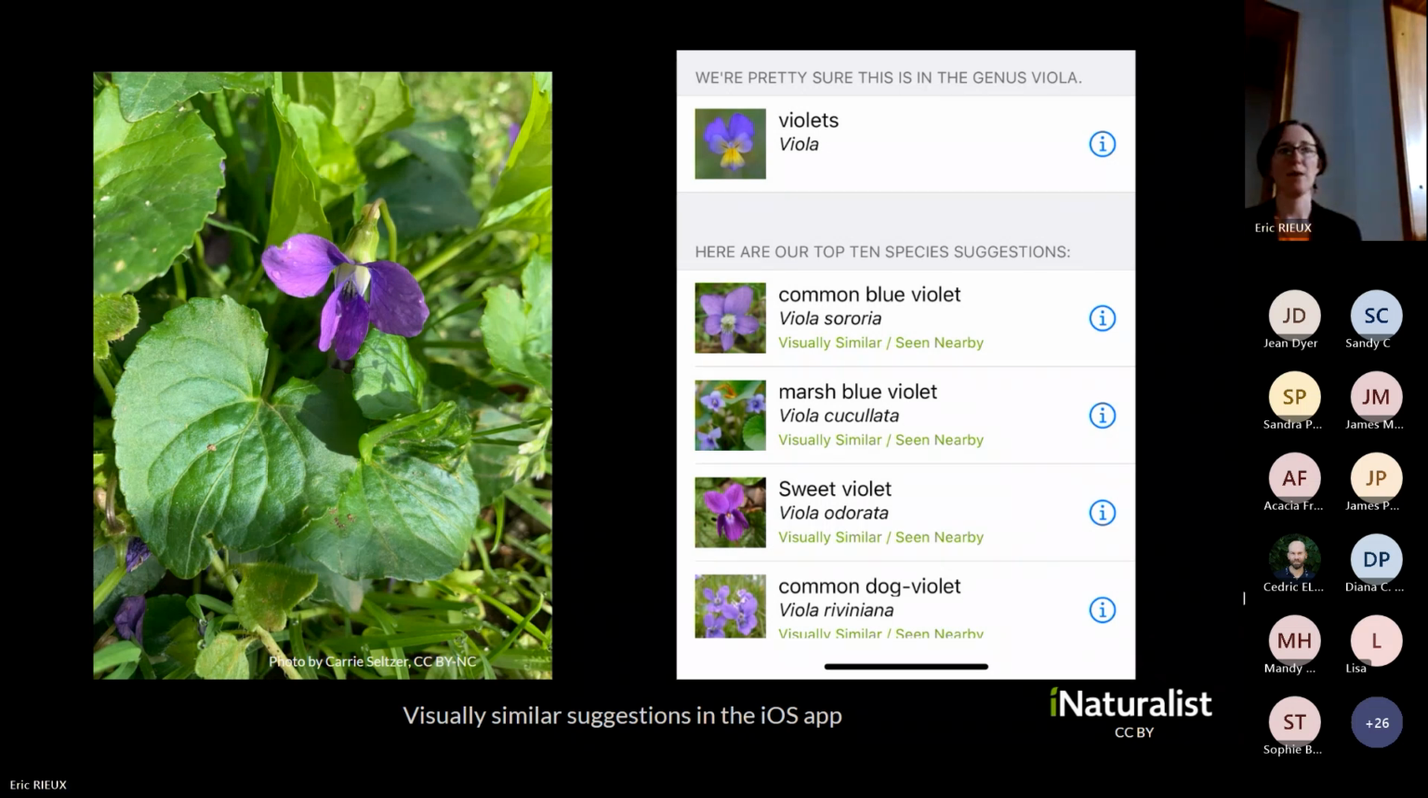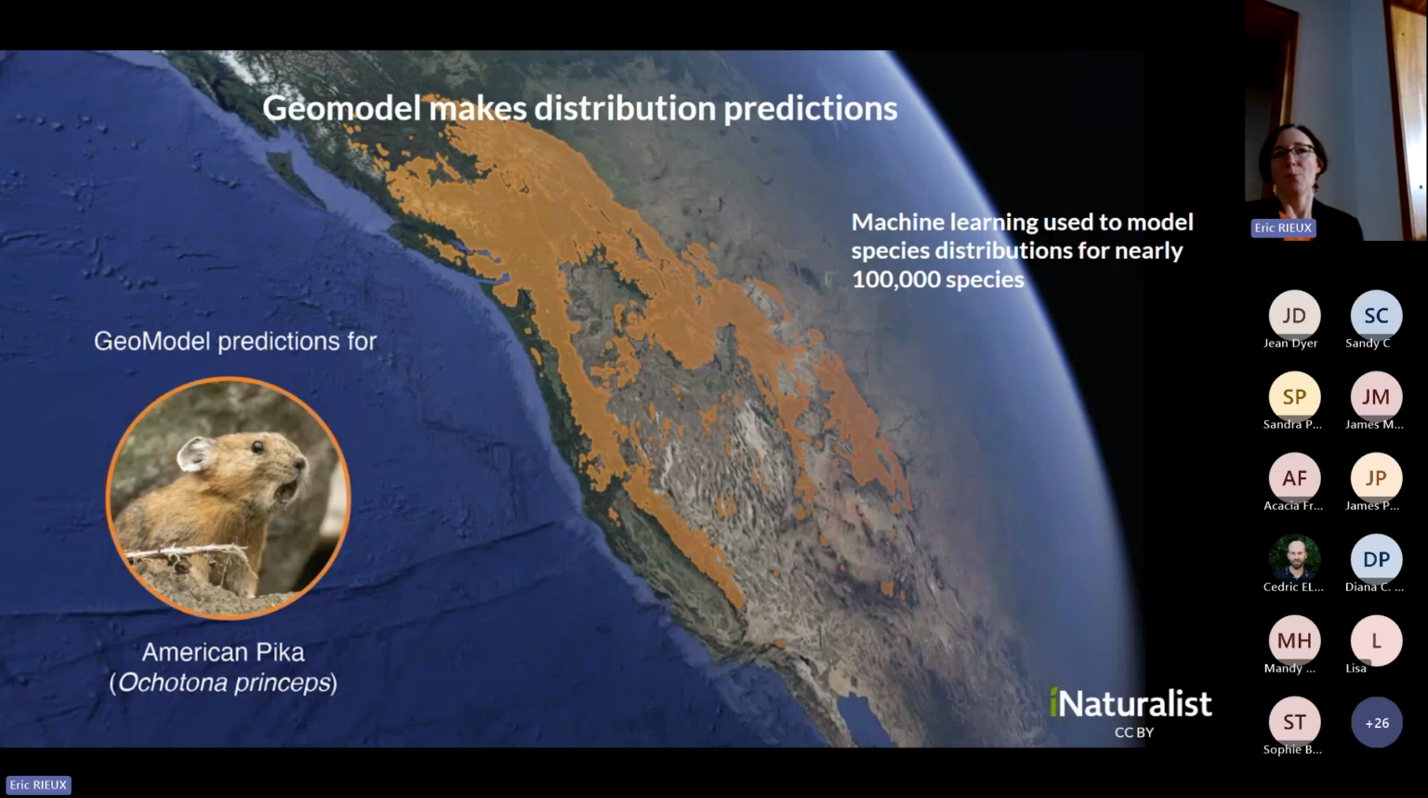Next. But we all know that geography is also really important for identification. And so we've also been able to, just like we've done with computer vision, use machine learning on this same set of about 100,000 species that we have enough data for. We can also make predictions about where species may occur.